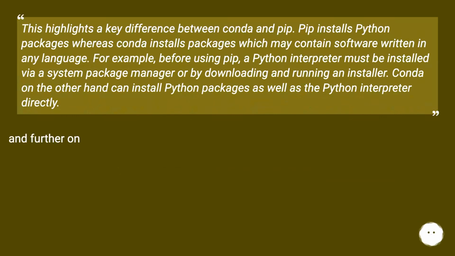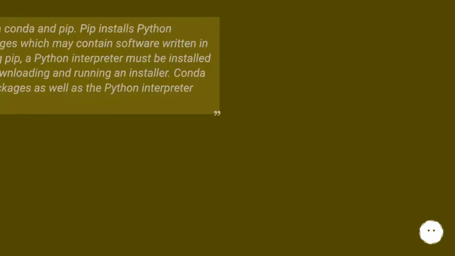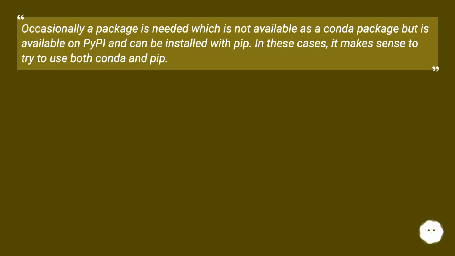This highlights a key difference between Conda and pip. Pip installs Python packages, whereas Conda installs packages which may contain software written in any language. For example, before using pip, a Python interpreter must be installed via a system package manager or by downloading and running an installer. Conda, on the other hand, can install Python packages as well as the Python interpreter directly. And further on: Occasionally a package is needed which is not available as a Conda package but is available on PyPI and can be installed with pip. In these cases, it makes sense to try to use both Conda and pip.